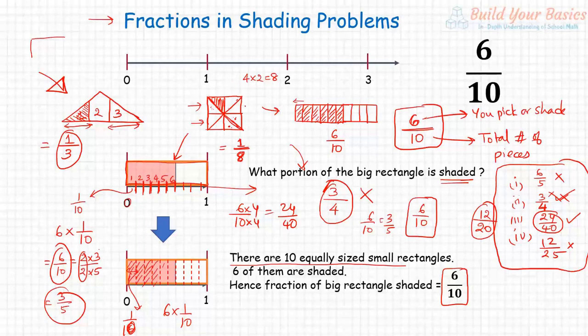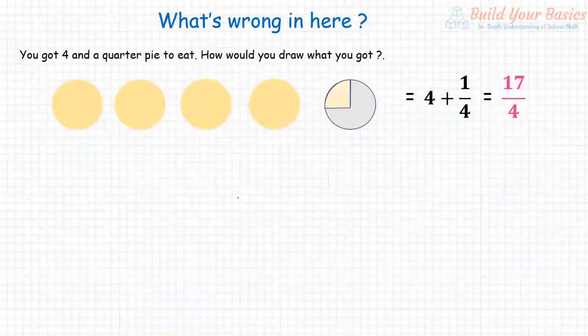Okay. The goal is we have to make first all the pieces of same size. Then you can write the fraction. Otherwise it will come to be a wrong answer. Okay, so here you have to find out what is wrong in this one.